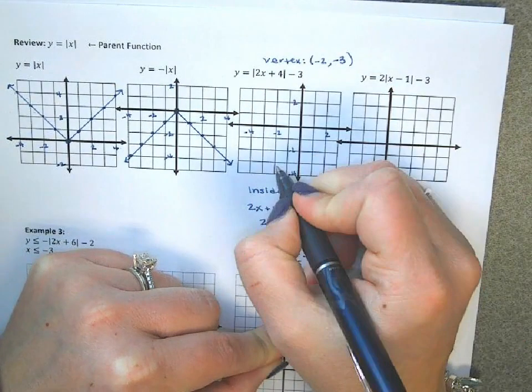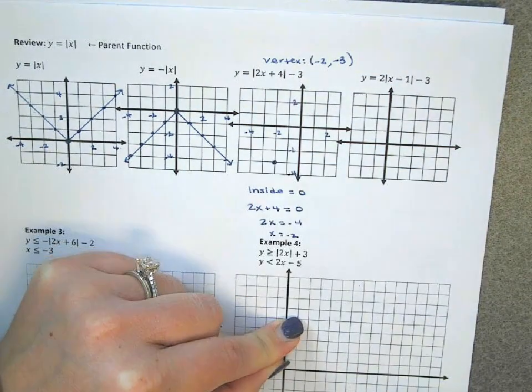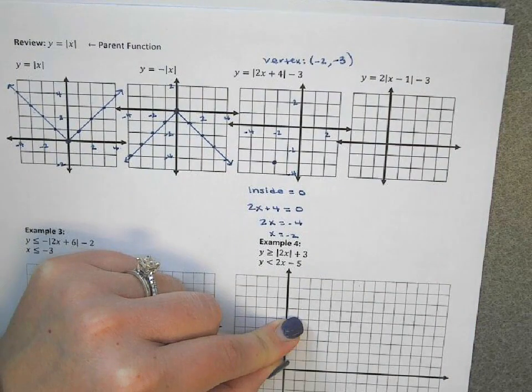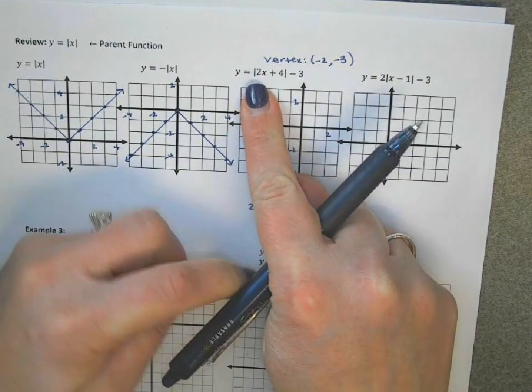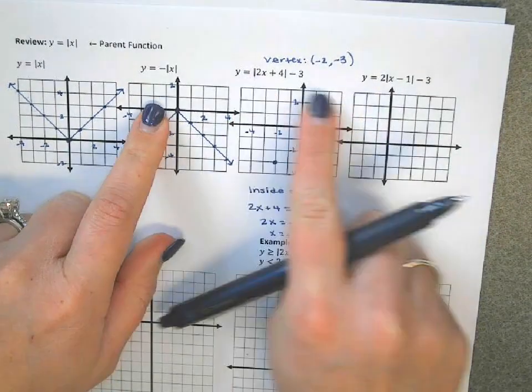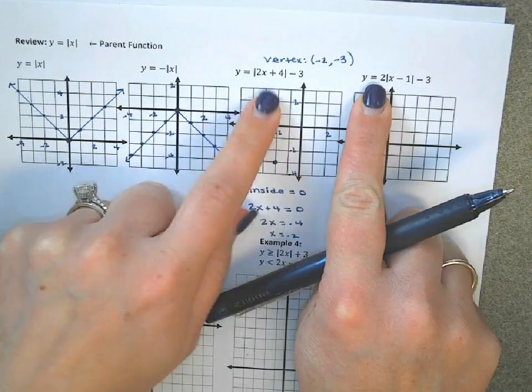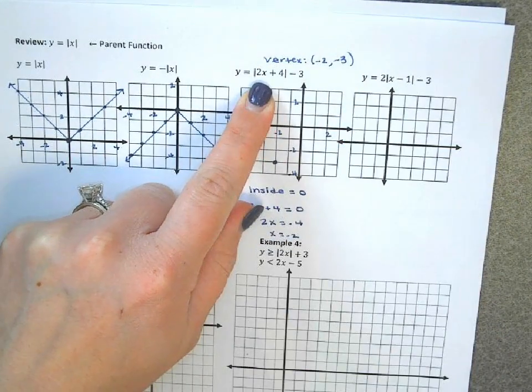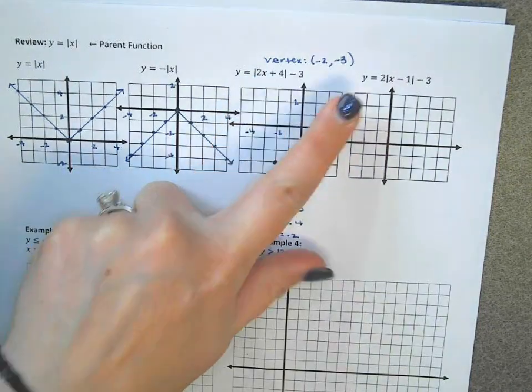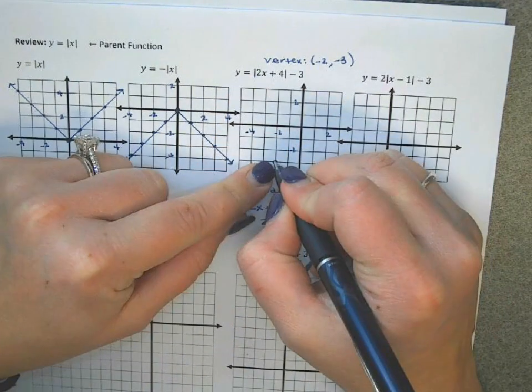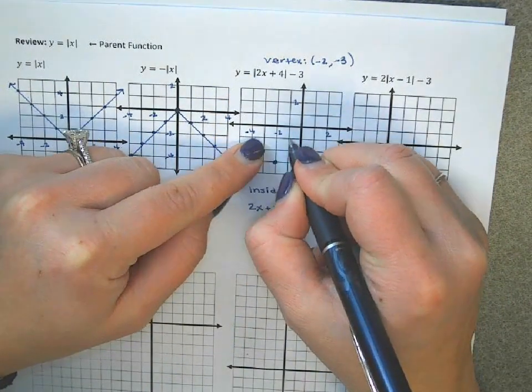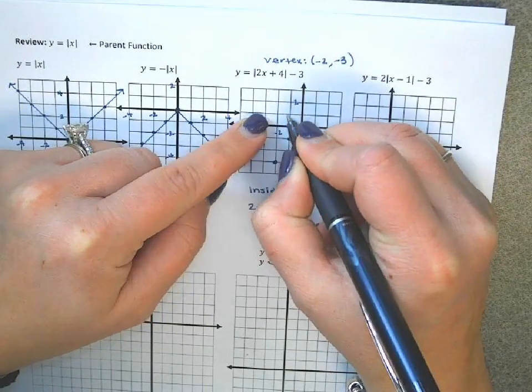Left 2, down 3. Okay. Now, my slope is always going to be the number that's in front of x, or even if it's on the outside. Like this slope is going to be 2, and this one's also going to be 2. It's the number closest to x. Okay, so that tells you that you're going up 2, out 1.